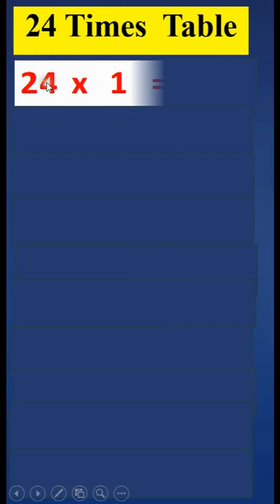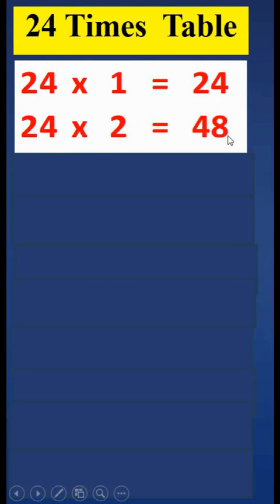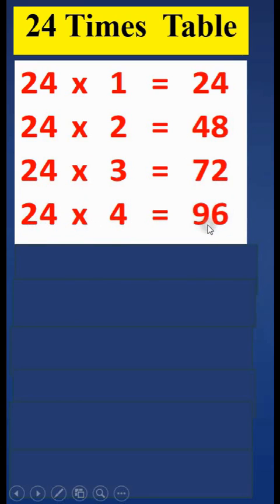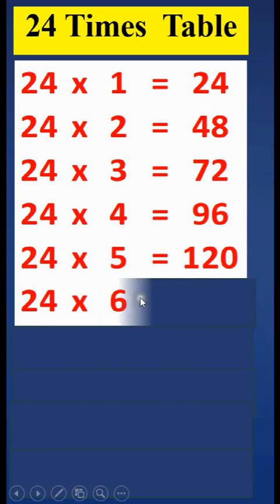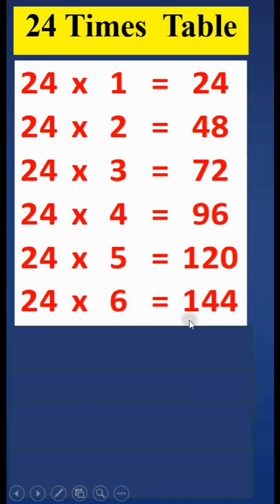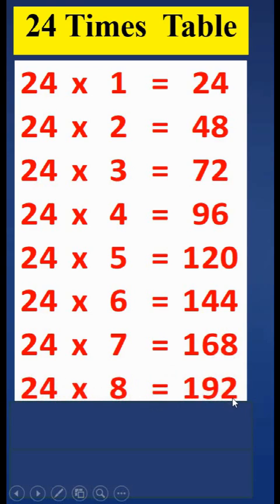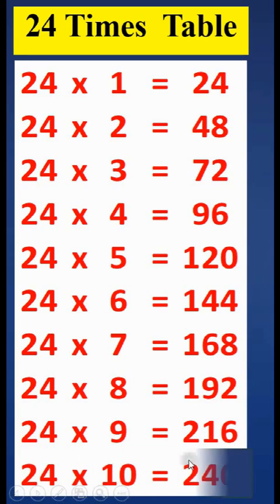24 times table. 24 times 1 is 24. 24 times 2 is 48. 24 times 3 is 72. 24 times 4 is 96. 24 times 5 is 120. 24 times 6 is 144. 24 times 7 is 168. 24 times 8 is 192. 24 times 9 is 216. 24 times 10 is 240.